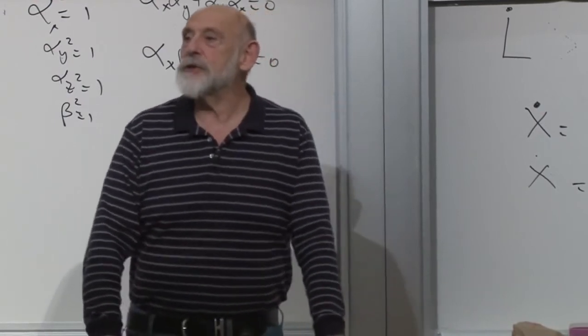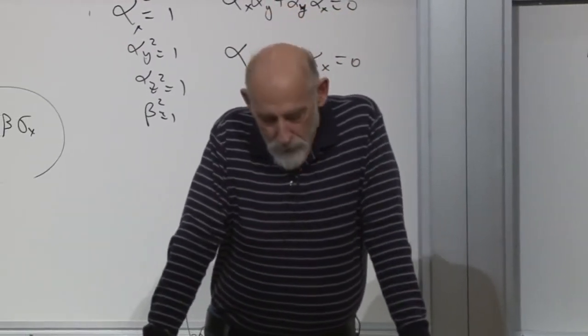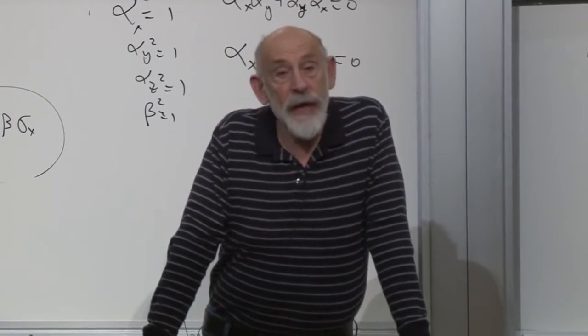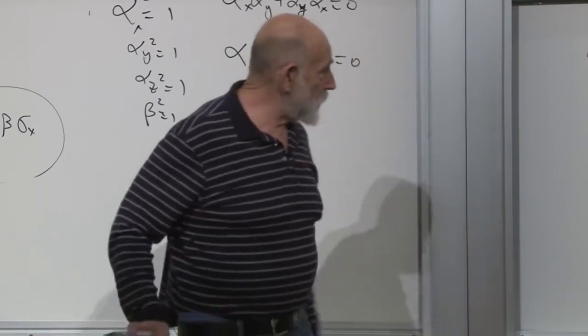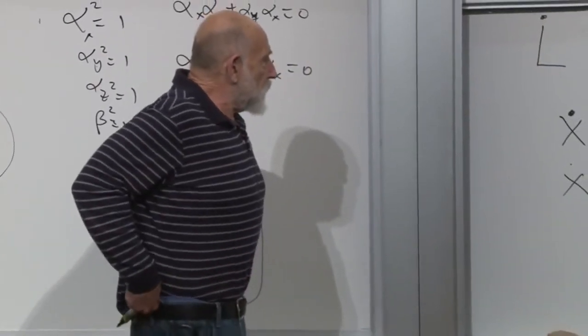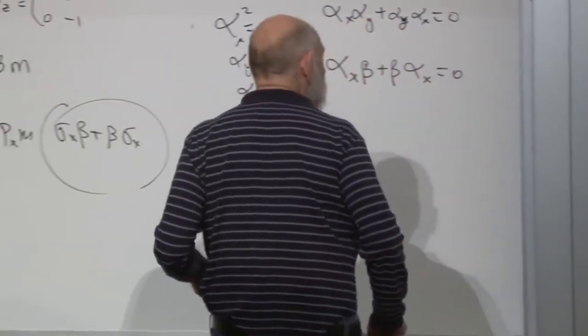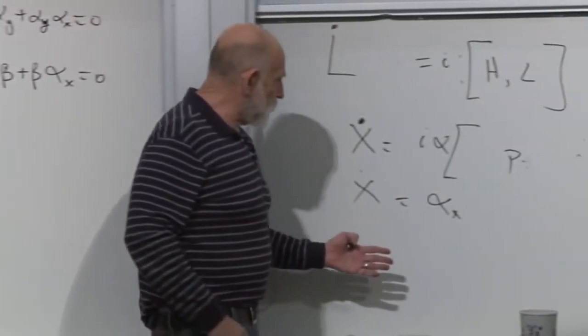Can only be plus or minus 1 in any direction. Right. On the other hand, alpha itself is not conserved. Oh, that's an interesting question. Alpha itself is not conserved. Why not? Let's see if alpha x is conserved.